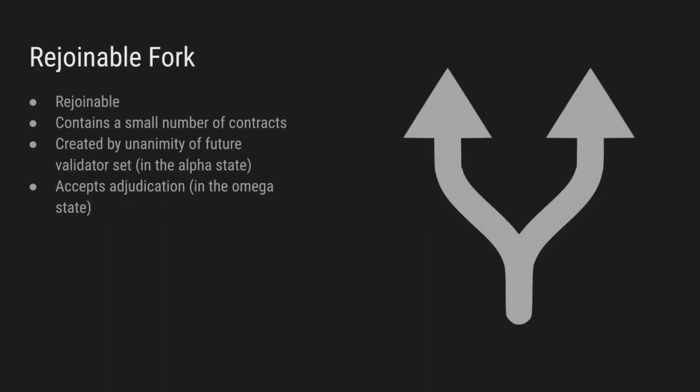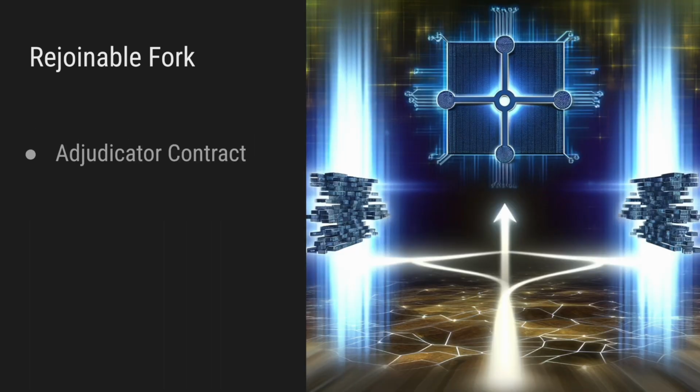Now, what is a rejoinable fork? We are not necessarily talking here about merging the entire state of a subchain into the parent chain. It may be sufficient to merge only one or two contracts back to the parent chain, and this depends on the rules set in the subchain's alpha state, created by unanimity of the future validators set of the subchain. When rejoining the parent chain, the omega state is subjected to adjudication from an adjudicator contract, and this resolves any state conflicts that may arise.